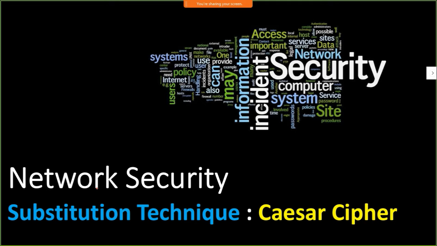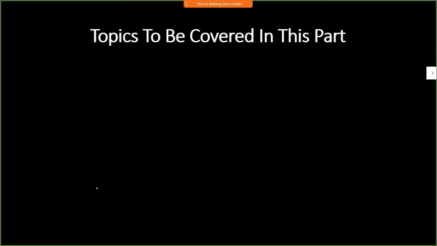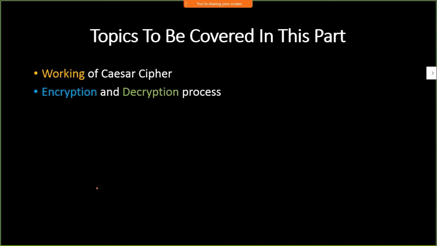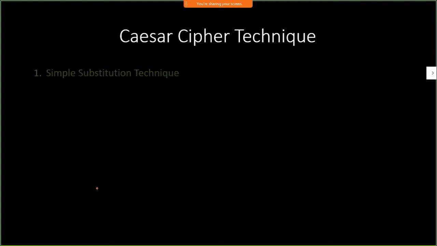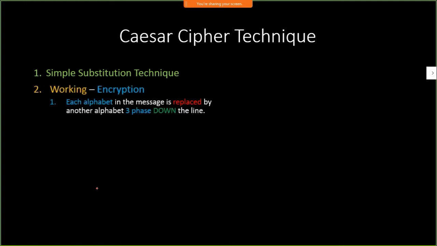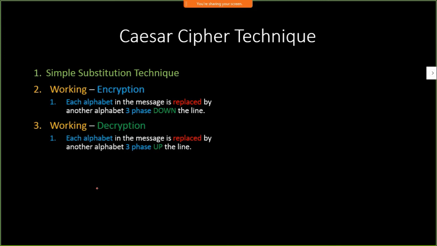So in this substitution technique, there are some encryption processes. One is the Caesar cipher. In this topic, we will discuss how the Caesar cipher works, how the encryption and decryption process of the Caesar cipher works, and an example. So the Caesar cipher technique is a simple substitution technique for encryption. Each alphabet in the message is replaced by another alphabet 3 places down in the line. That is the encryption process. And what is the decryption process? Each alphabet in the message is replaced by another alphabet 3 places up in the line.